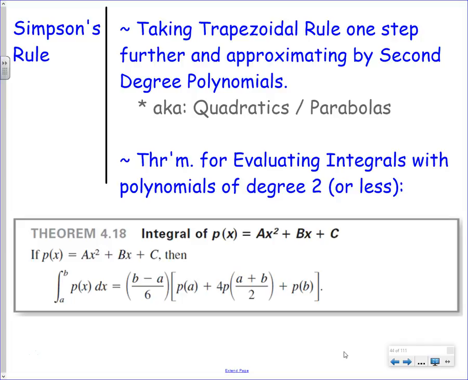But I do want to show you the idea. It's taking the trapezoidal rule one step further. It actually helps introduce something that's coming second semester. So that's why I'm showing you.